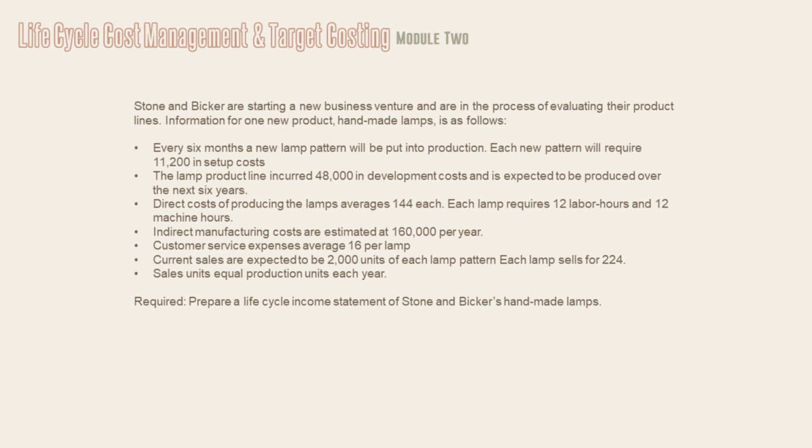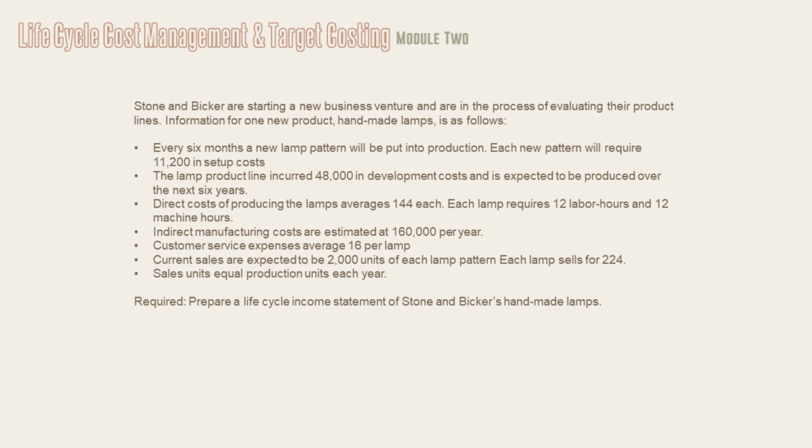Okay, for problem number 2, Stone and Beaker are starting a new business venture and are in the process of evaluating their product lines. Information for one new product, handmade lamps, is as follows. Every 6 months, a new lamp pattern will be put into production. Each new pattern will require 11,200 in setup costs. The lamp product line incurred 48,000 in development costs and is expected to be produced over the next 6 years.